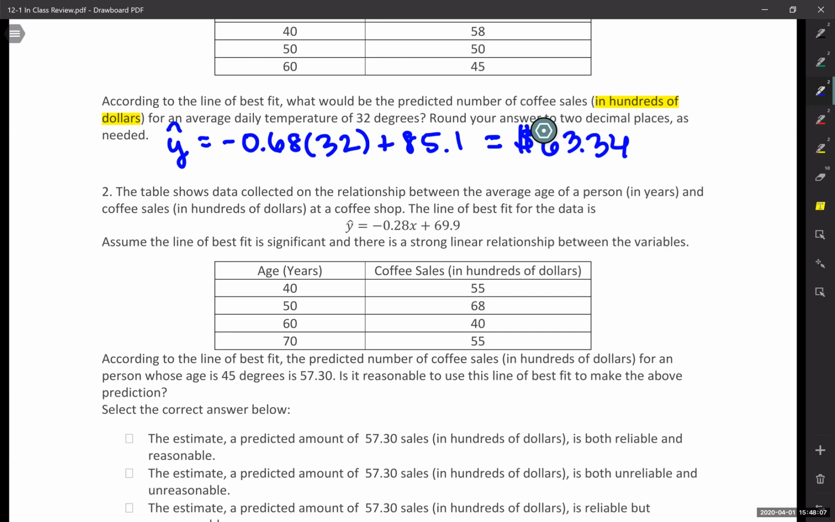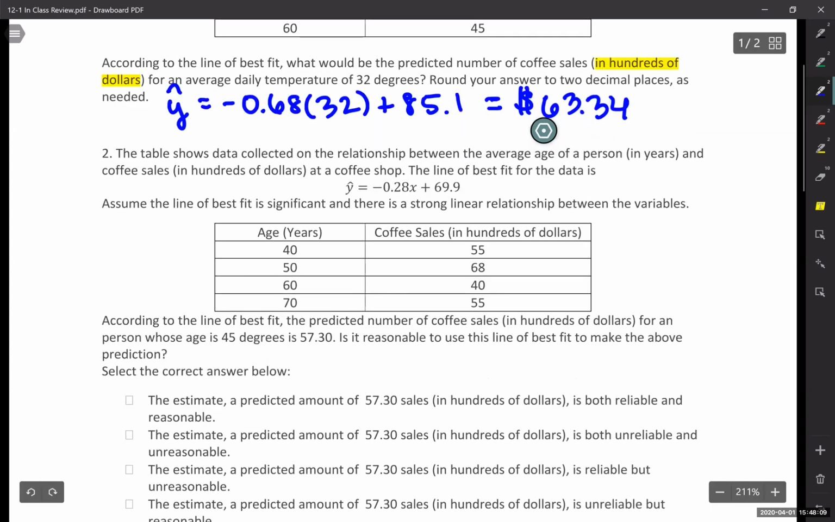Okay, so we have the person's age, and it says the person who's aged 45, the prediction would be 57.30. Is it reasonable to use this line of fit to make this prediction? So remember, we have reasonable and we have reliable. This question is, is it reasonable? Does it make sense? So 45 is over here, and we have an answer of 57, and yeah, that seems to fit into this pattern here. I don't have a reason to believe that it wouldn't.